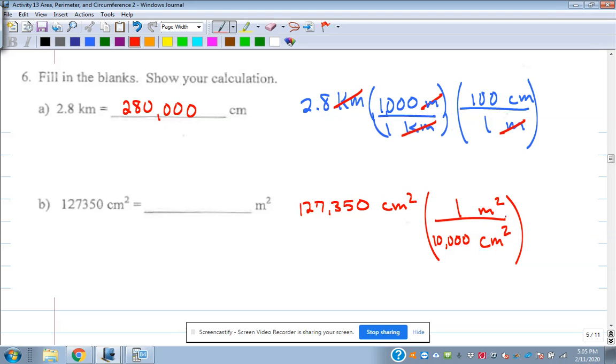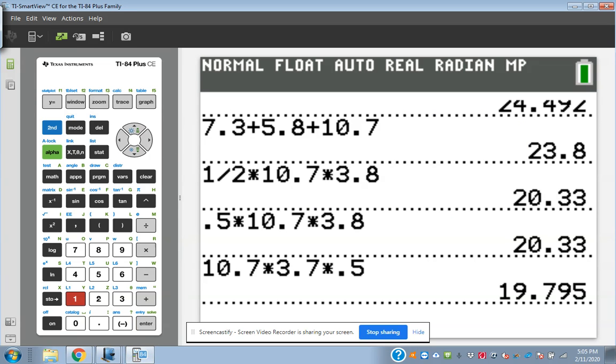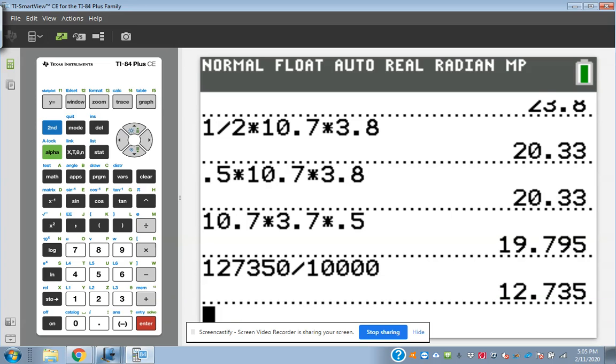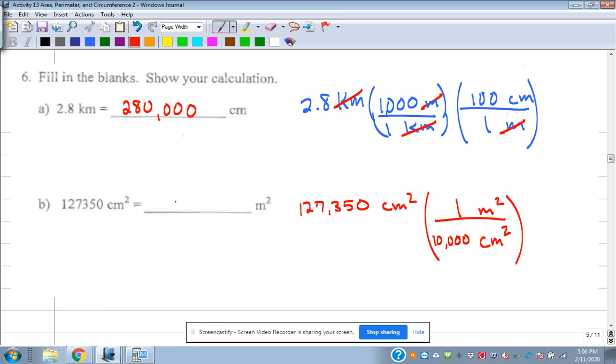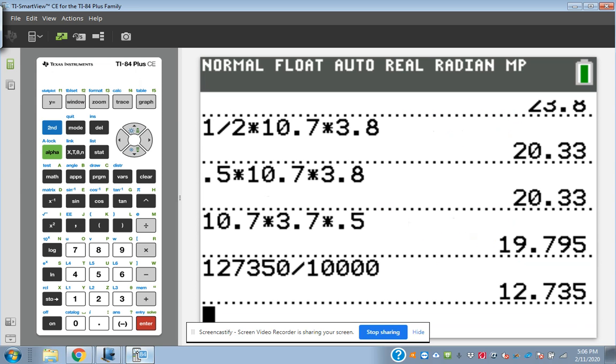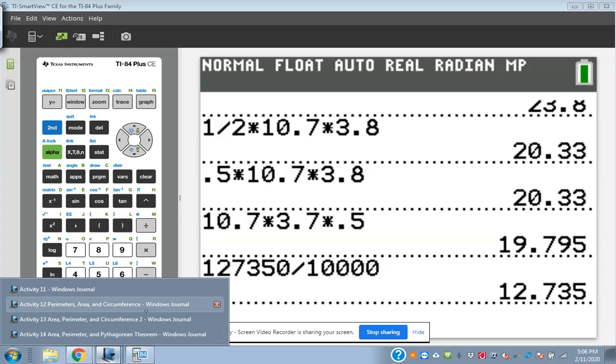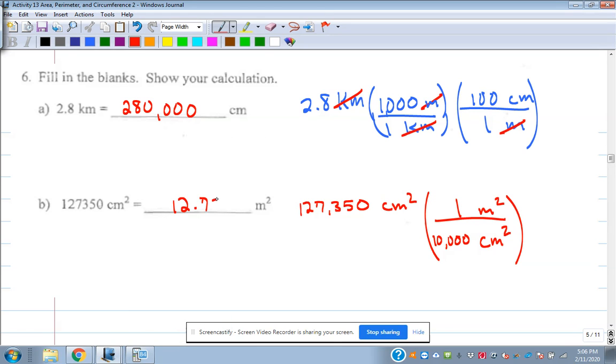And then you multiply there and we get the steps, or divide actually. So 127,350 divided by 10,000. 12 point... and we're going to go all of the decimal places here because we're converting that. 735 square meters. And if you wanted to convert that into square kilometers, you could go the next step along the way.